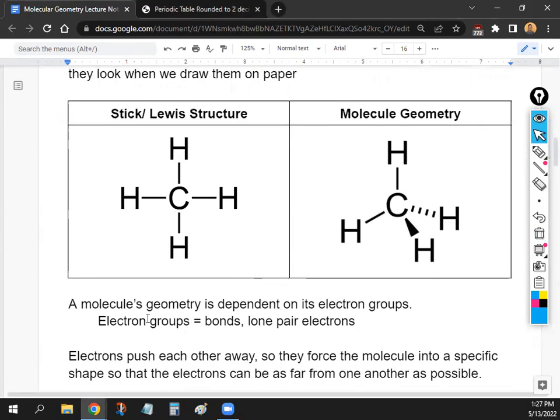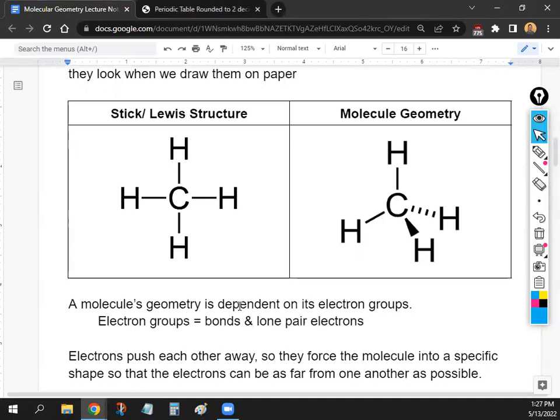Okay, so the geometry of a molecule depends on something called electron groups. I want you guys to write this down right here: what electron groups are. Electron groups are bonds and lone pair electrons. And I'll talk about what bonds and lone pair electrons are in just a second.